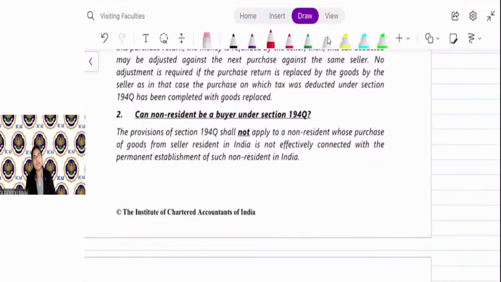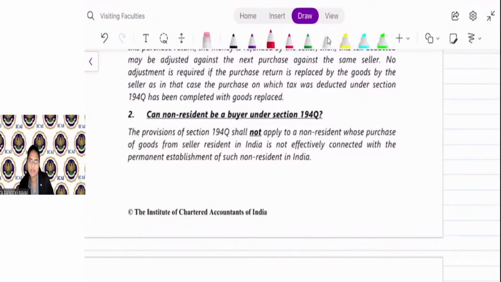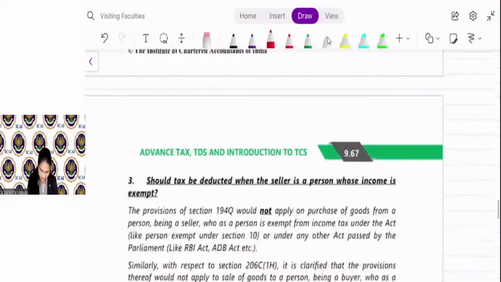See here in first part, they have said that it is applicable to only residents. So if the buyer is non-resident, then the 194Q is not applicable.